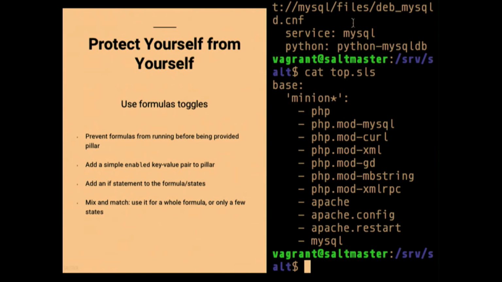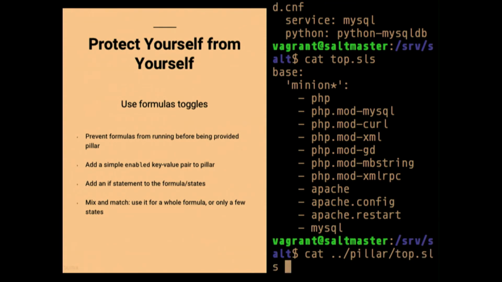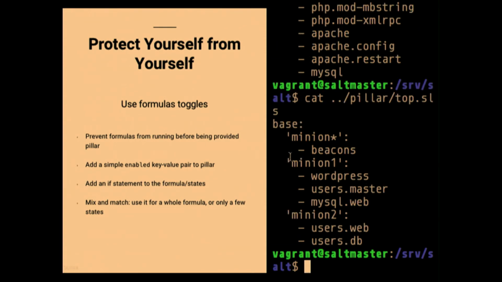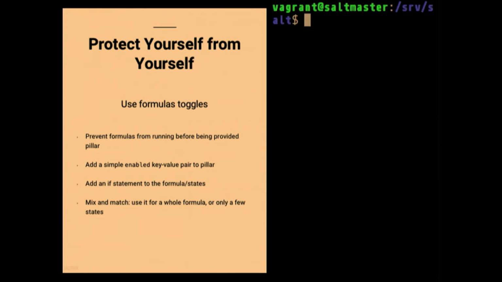okay, let's actually take a look at my top.sls file first. So all of my minions right now have the MySQL formula on them. In contrast, if we take a look at my pillar roots, only minion 1 actually has MySQL pillar data. So what happens if I have enabled set to false in my defaults.yaml file and I try to high state MySQL on both of these minions?